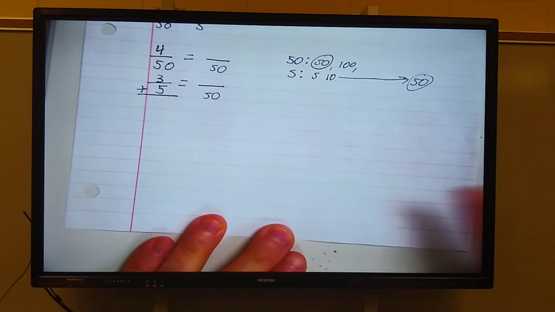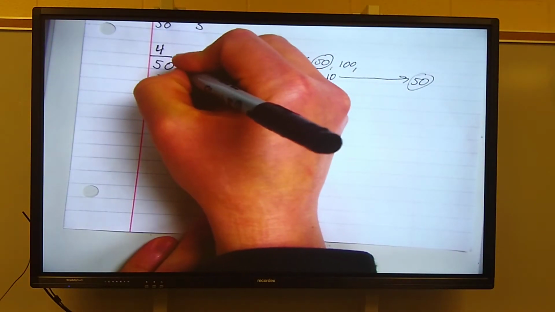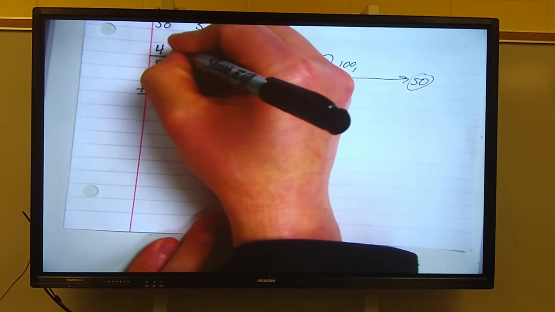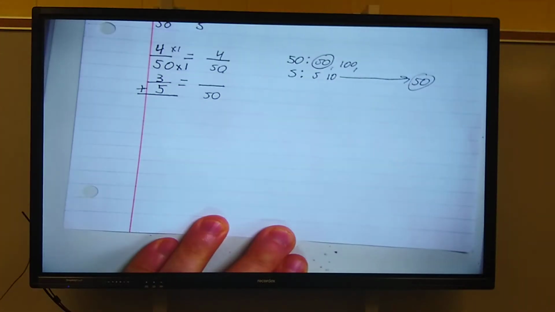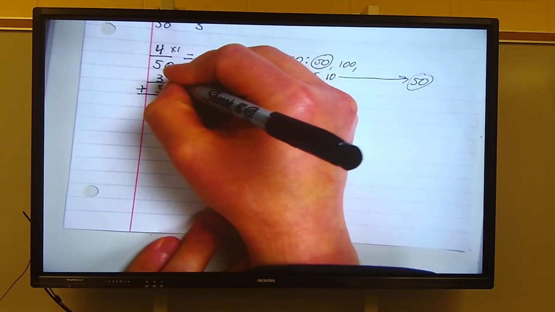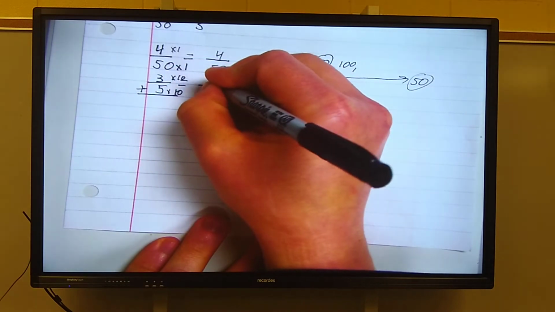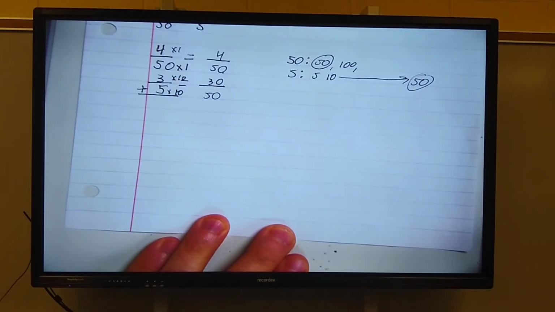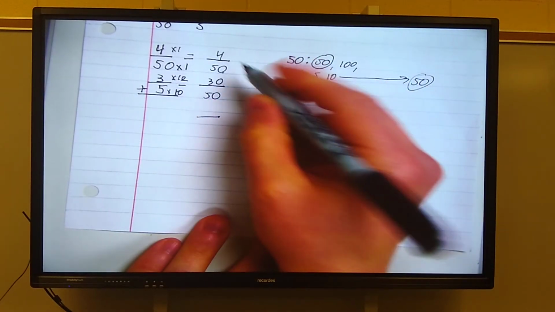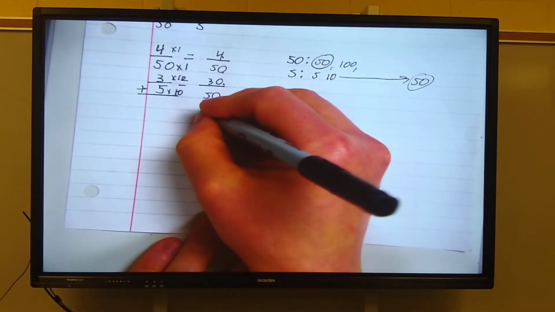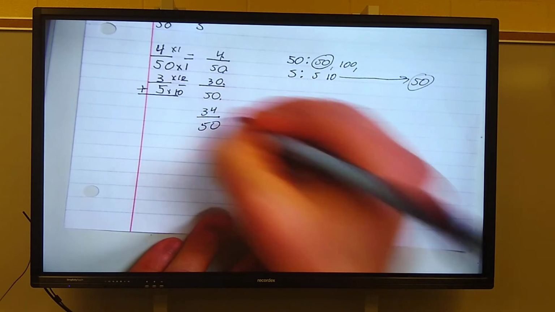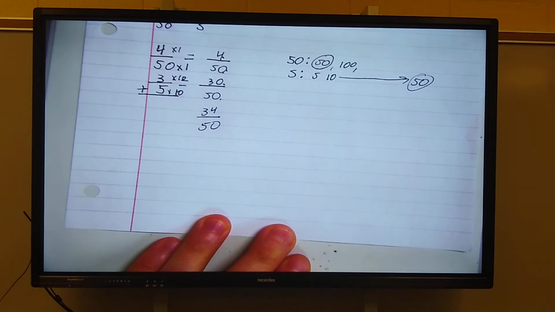All right. 5 times what is 50? That would be 10. 4 times 1 is 4. 5 times 10 is 50. 3 times 10 is 30. So now I have the truth. 4 plus 30 is 34. And then the denominator stays the same. You only add the numerators.